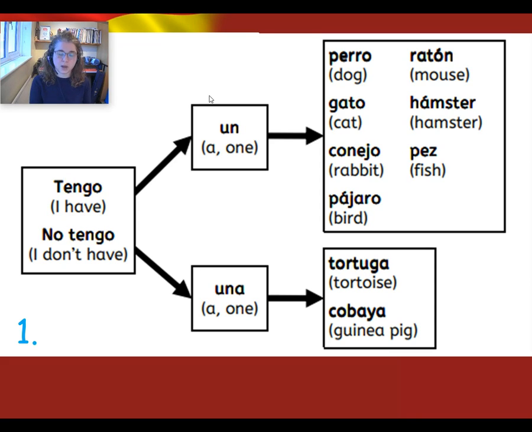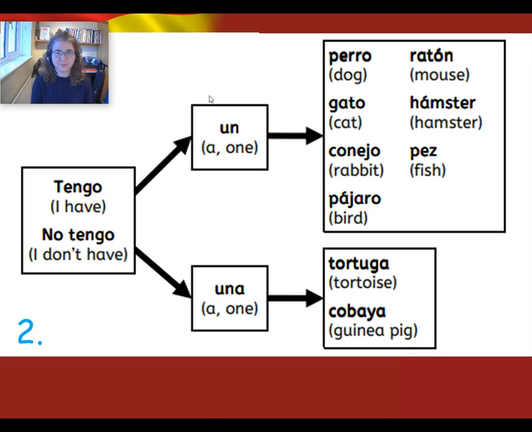You can always pause the video if you want to. So, number one, how do you say, I have a dog? I have a dog. So that one would be, tengo un perro. Did you get it right?